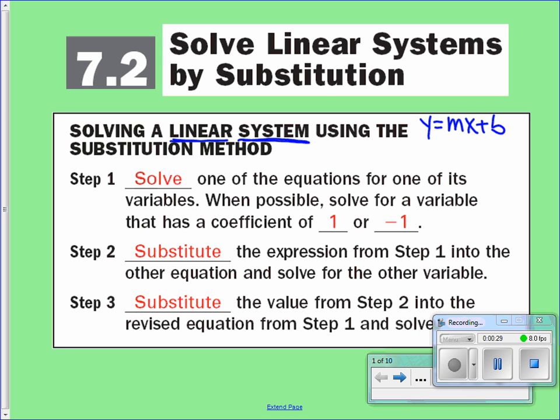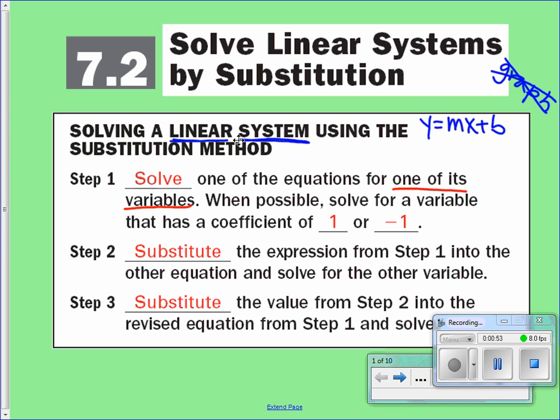Yesterday you guys learned how to graph. Today we're not graphing. Today we're using a method called substitution. And here's how you do that. First thing you do is solve one of the equations for one of the variables. Get one of the variables by itself. It doesn't matter if it's an x or a y.